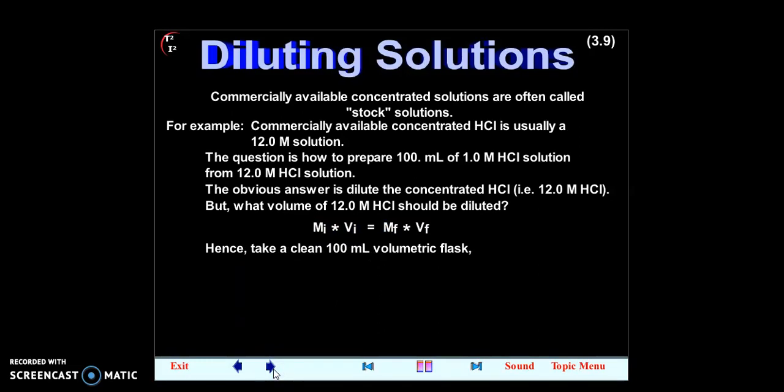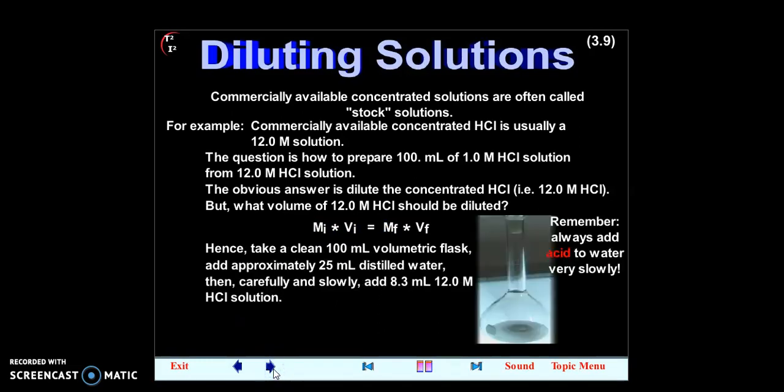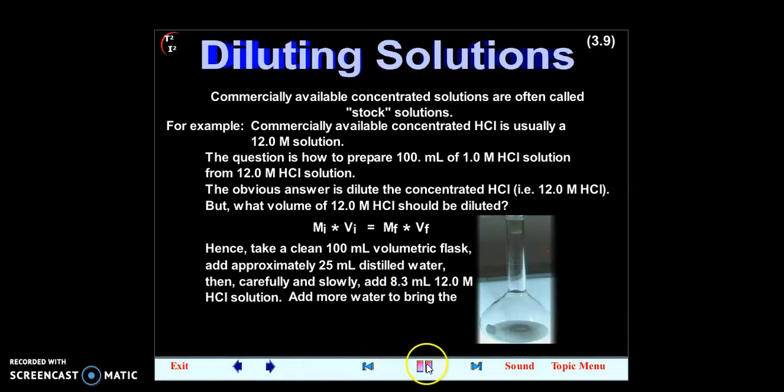So take a clean 100 ml volumetric flask, add about 25 ml distilled water, then carefully and slowly add 8.3 ml of that 12 molar HCl solution, and add more water to bring the level to a total of 100 ml. So when you are doing the dilution, you don't add 100 ml of water directly. Otherwise, you will go above 100 ml, because you remember that the initial volume of your acid you are going to measure is 8.3 ml.